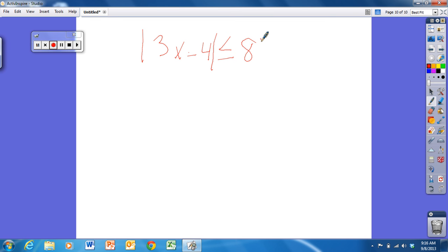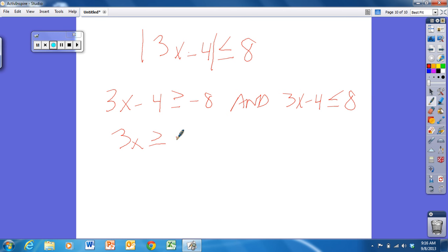Solve and graph. Pause the video, solve and graph. So it's less than, which is and. So we're going to do 3x minus 4 is greater than or equal to negative 8, and 3x minus 4 is less than or equal to positive 8. Solve your inequality.